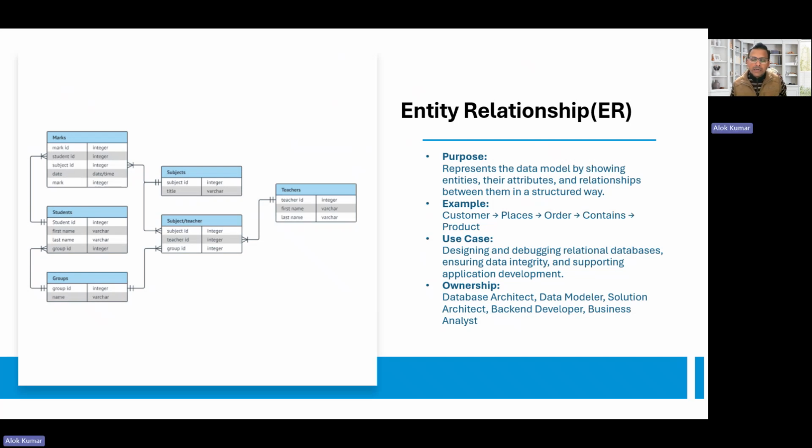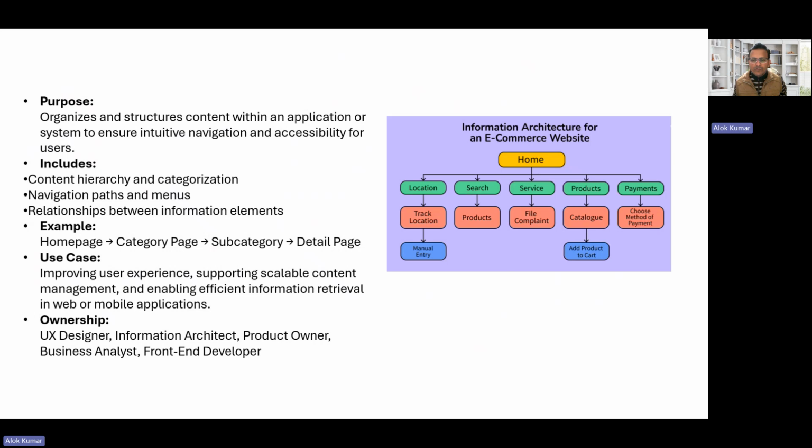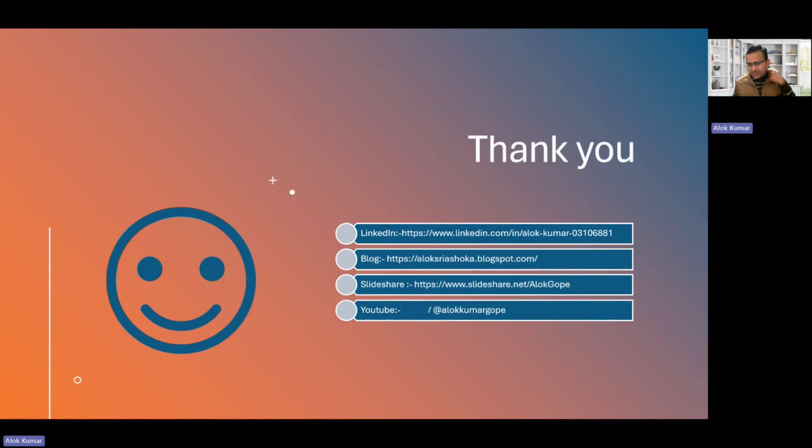The person primarily responsible for this diagram is a database architect, database designer, backend developer, or support engineer and a business analyst. So that's it for all the different software engineering diagrams we actually use and leverage to create a software product and the entire system.